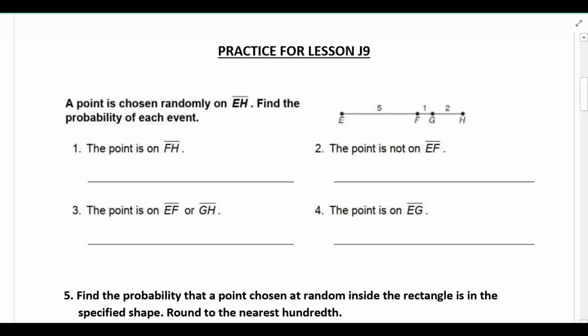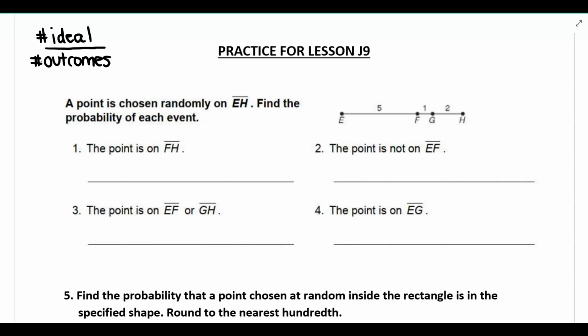If you remember probability from middle school, you're looking for how many outcomes are possible and what the situation is you're looking for. So the number of ideal out of the number of possible outcomes. So what that means is basically the following. If a point is chosen randomly on EH, find the probability of each event.